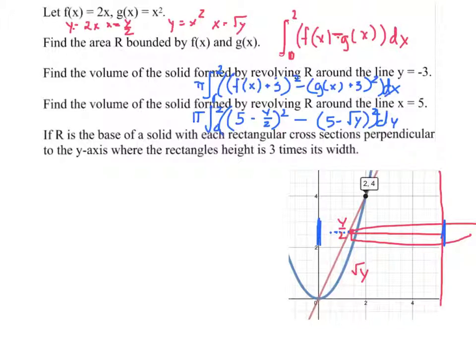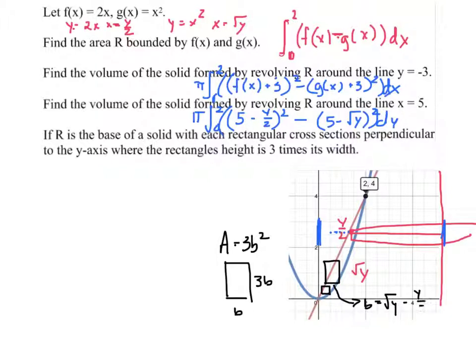Last, R is the base of a solid where each rectangular cross-section is perpendicular to the y-axis. Alright, so we're perpendicular to the y, so it looks like this. The rectangles are kind of coming off the screen at you. They look like that. So, of course, it's a rectangle. Got base and 3b. So the area is 3b squared. To get the length of the base, I simply need to find the difference between the functions. The base is the square root of y minus y over 2. It just says how far apart those are. So I'm going to bring the 3 out front, that multiplier.